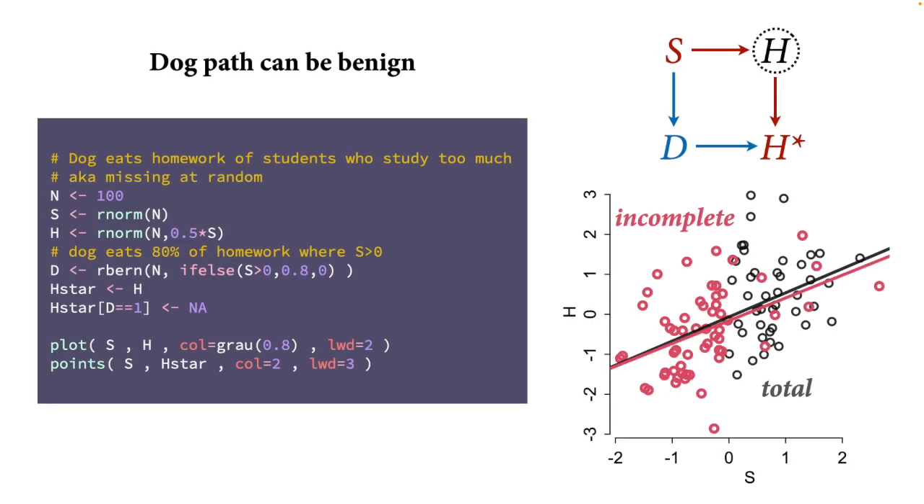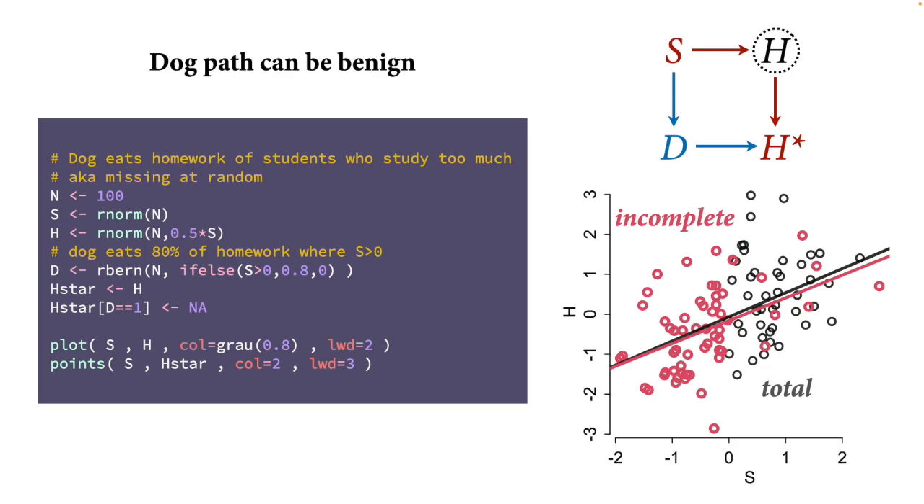So this can be benign, yeah, but I'm going to show you a benign case and then a less benign case. It depends upon the measurement scales and the functions that relate the variables. Unfortunately, you just have to think harder about the generative process in this business.